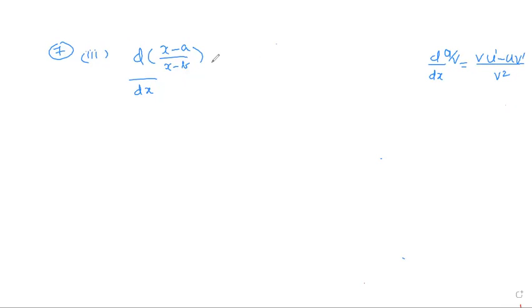I am applying here, everyone. First write down the denominator square: (x minus b) whole square. Okay? (x minus b) whole square.